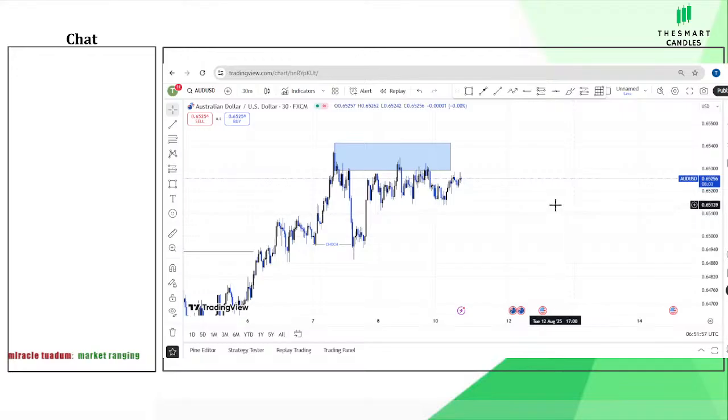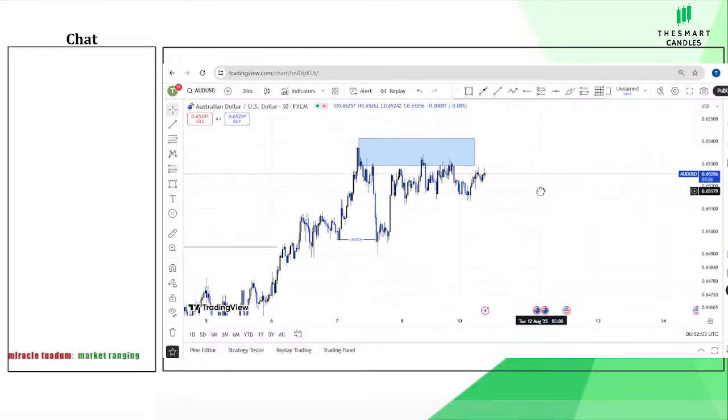AUD USD. So we want to see this price continue to the downside, but I don't like this accumulation that is happening here. So it's better we stay out because price is not actually selling to the downside and it's not moving to the upside, meaning there is no clear direction. The market is ranging.